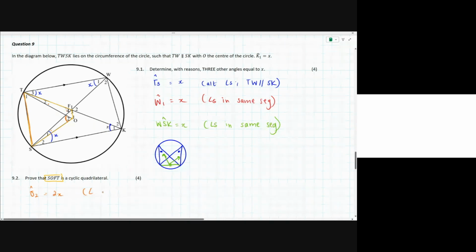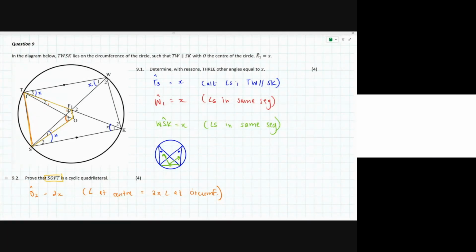you can't use the at sign, so maybe let me not be lazy. Angle at center equals 2 times angle at circumference. And please notice I haven't used the reason angles in same seg at any point. That's what I'm trying to prove. I'm using my other theorems that apply in order to get there. So I now know that O2 is equal to 2x. If I can get F4 to also be equal to 2x, then I'm winning.